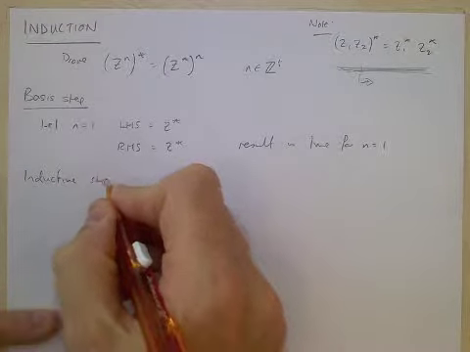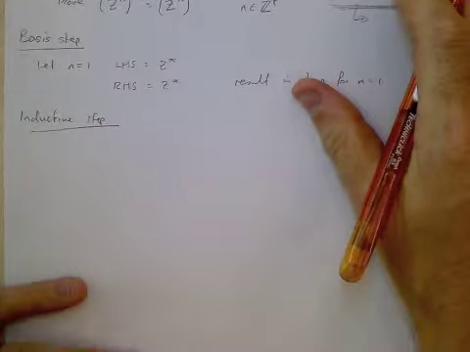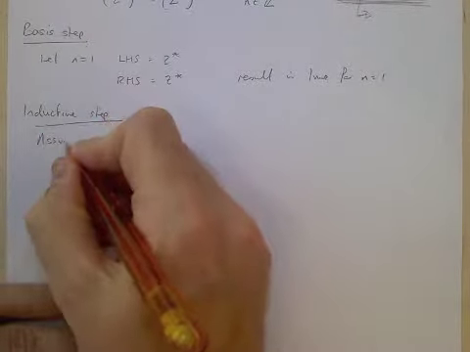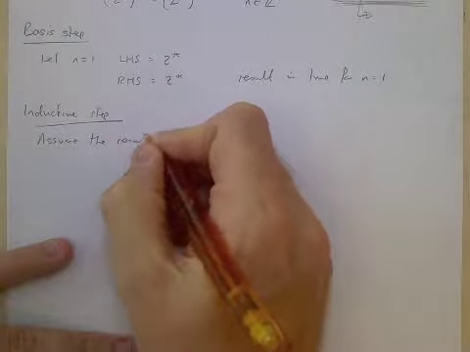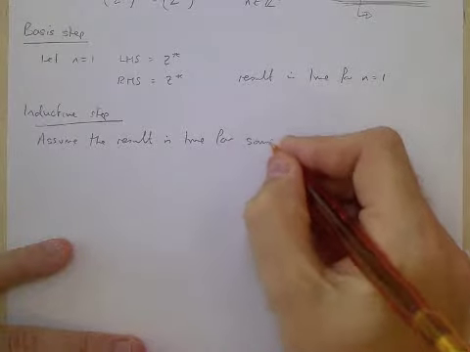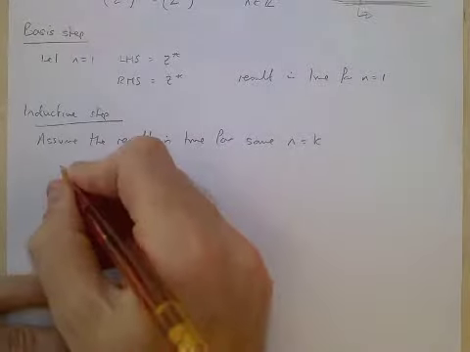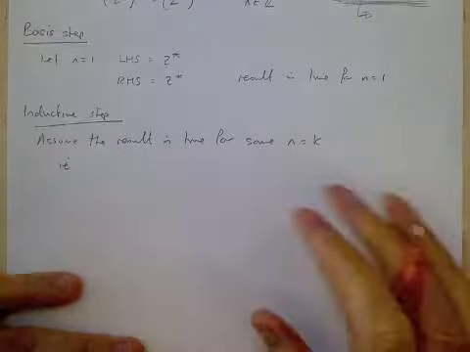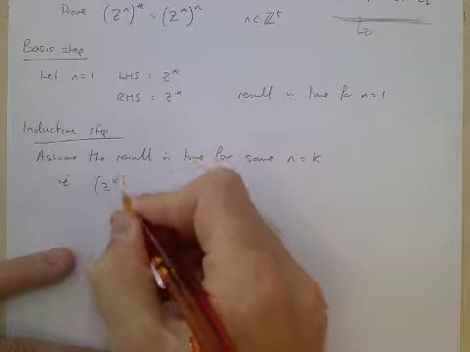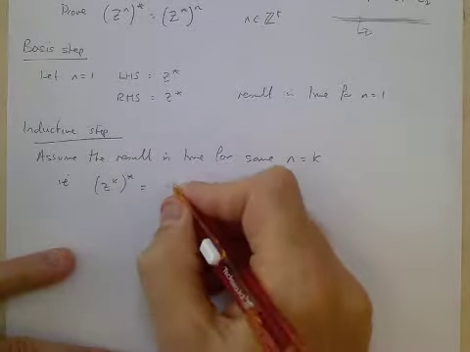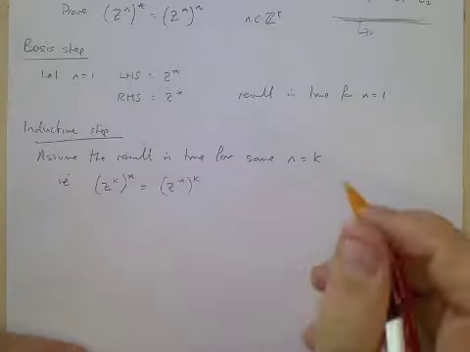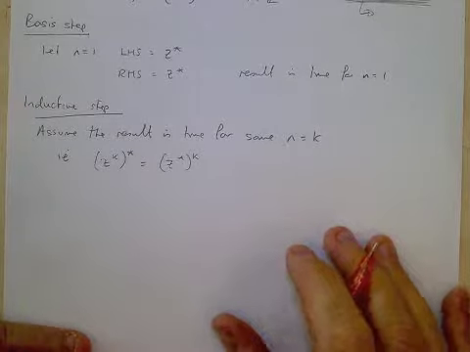Inductive step. As always, begin with my assumption. Assume the result is true for some n equal to k. Write down what that actually means. So I'm actually assuming that z to the k conjugate is equal to z conjugate to the k. I'm assuming that.